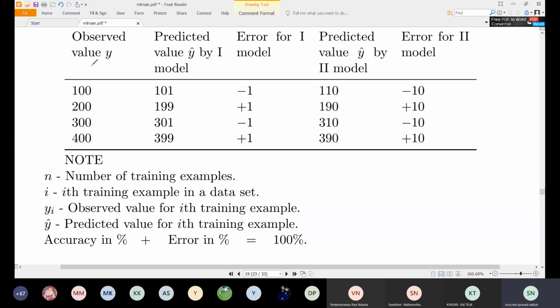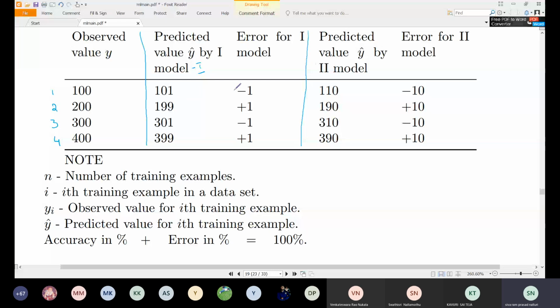Okay. So in our case, how many examples have we taken? First, second, third, fourth. Four examples we have considered. For the first example, the observed value or the actual value is 100. Here we have taken two models. This is the first model, and these are the values corresponding to the first model. These two columns correspond to the second model. So for the first model, the predicted value is 101. The actual value is 100 and the predicted value is 101. Because the predicted value is a numerical quantity, this is an example of regression.